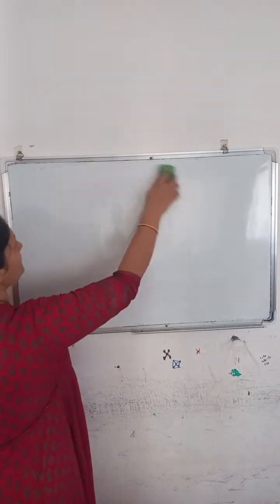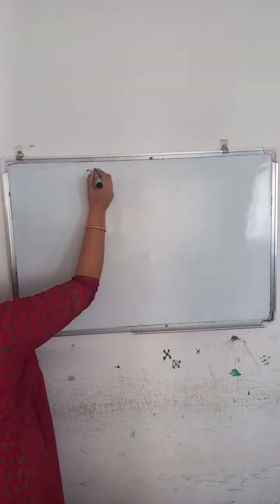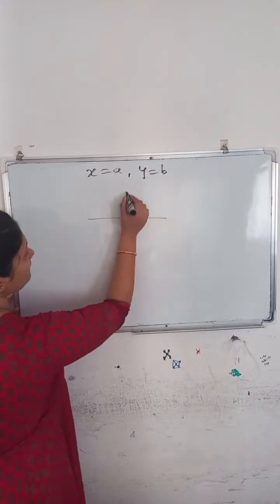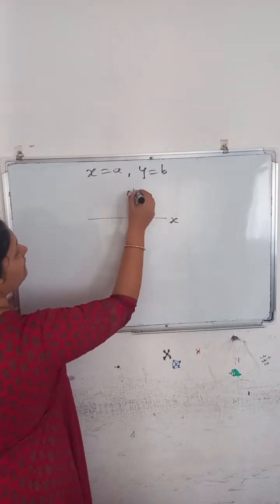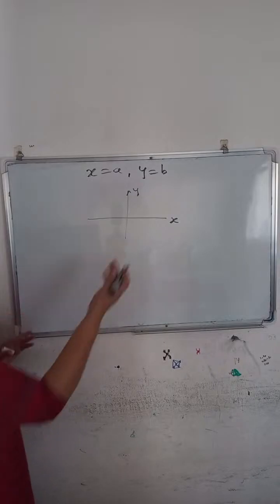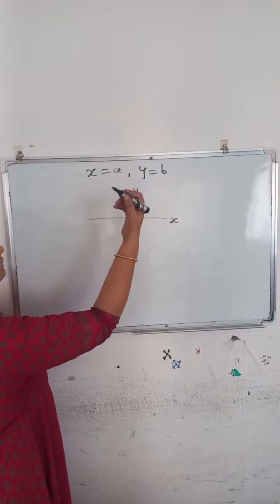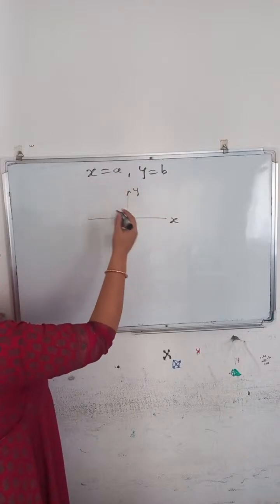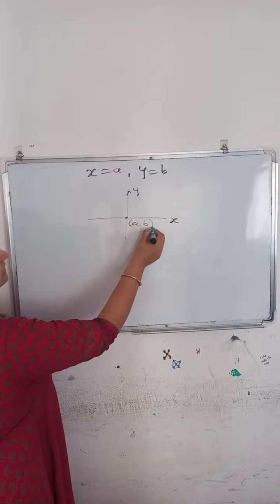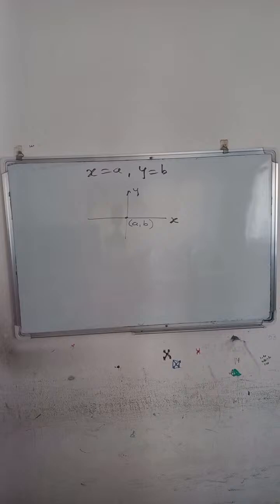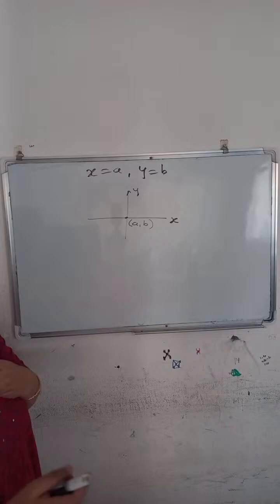Here they are saying x is equal to a and y is equal to b. I'll write here x is equal to a and y is equal to b. And normally we are representing x and y like this. That means both lines are intersecting at this point. And here they are saying x is equal to a and y is equal to b, so that means they are intersecting at a comma b. That's it. Option B is the correct option. They are intersecting at a comma b. That's the answer.